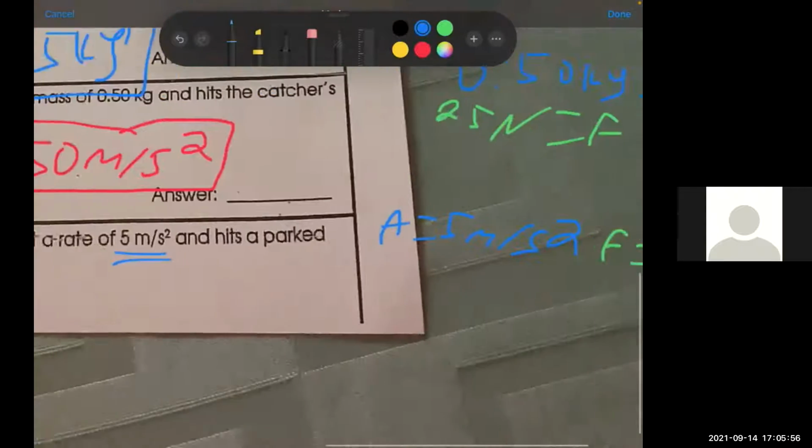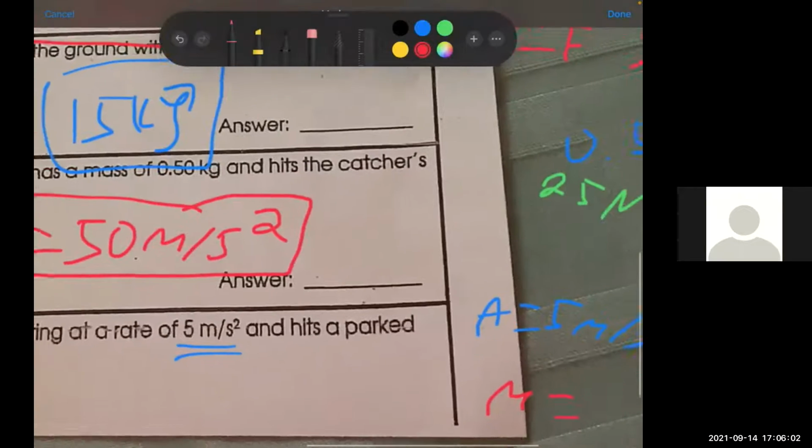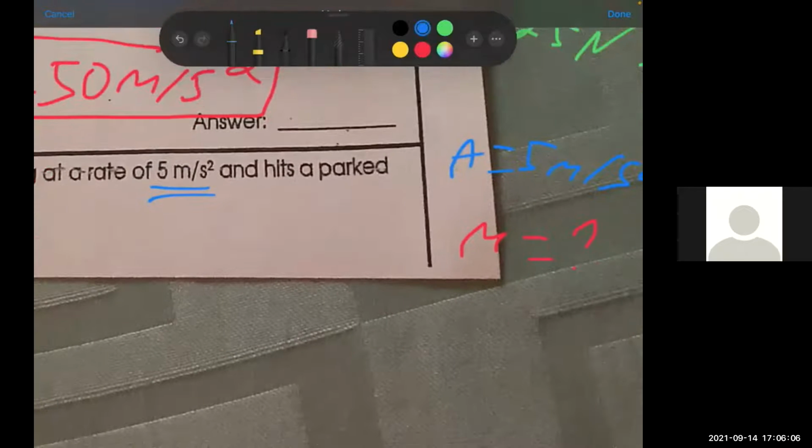And we're trying to find the mass of the truck. So what formula do we use? Our formula that we use is F equals MA.